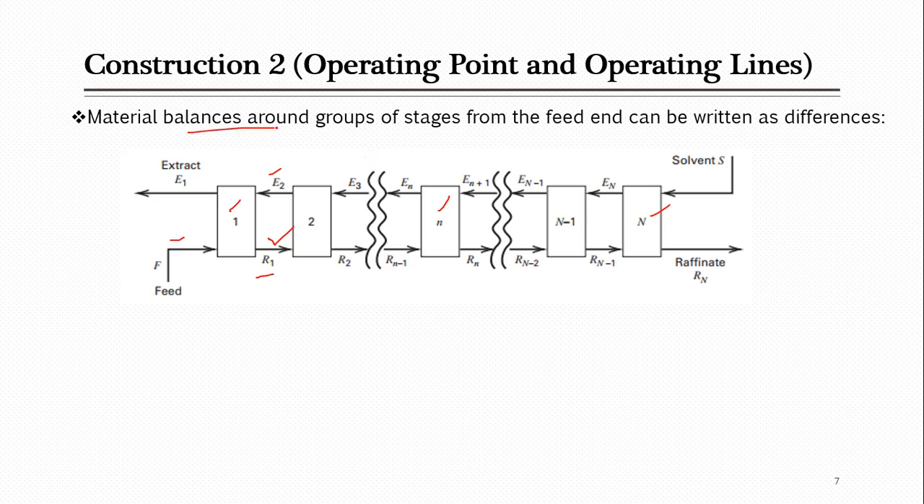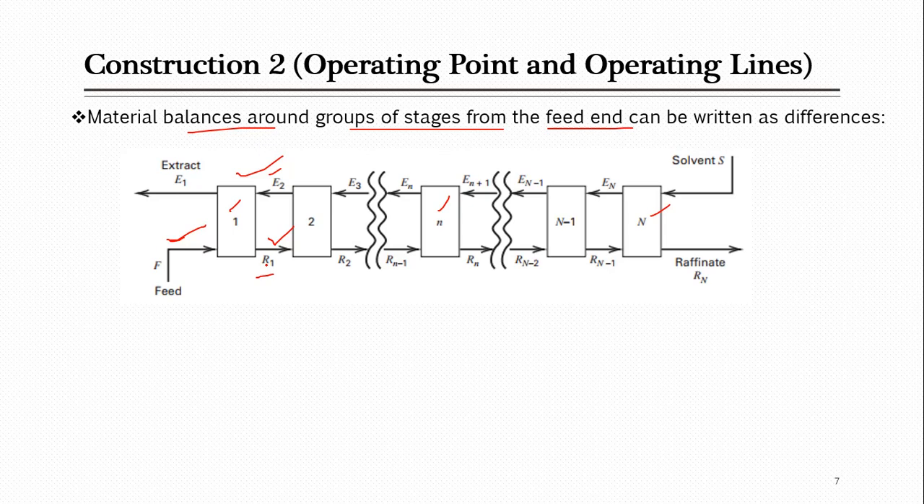So we can apply the material balance around a group of stages from the feed end, and it can be written in the form of a difference. What does that mean? Let's look at the material balance. Just consider only one stage of the system. For example, if you have to apply the material balance on this first stage, please do this quickly. Actually you can see here there is no reaction, no accumulation, just streams entering and leaving. Overall you can see in this diagram there are two streams entering this system, that is the feed stream as well as E2, and two are leaving, one is extract 1 and the other is raffinate 1.